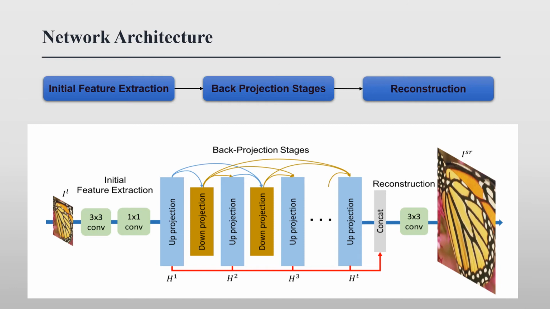And the high resolution images obtained from these up projection units, that is H1, H2, H3, HT, as if T number of stages are present, we will have T up projection units and T minus 1 down projection units. These T high resolution images are concatenated at the last and convolved with 3x3 filter to generate the required high resolution image at the last. This is the network architecture.